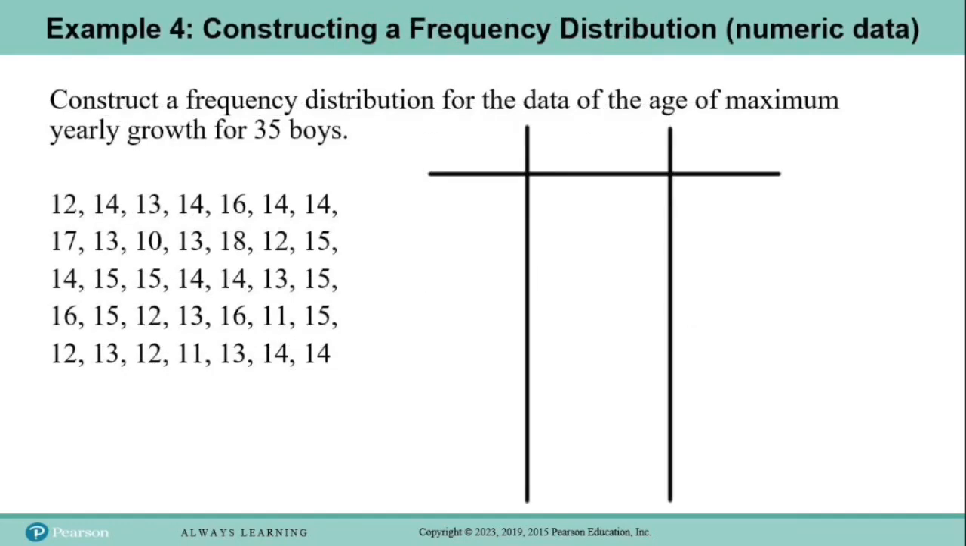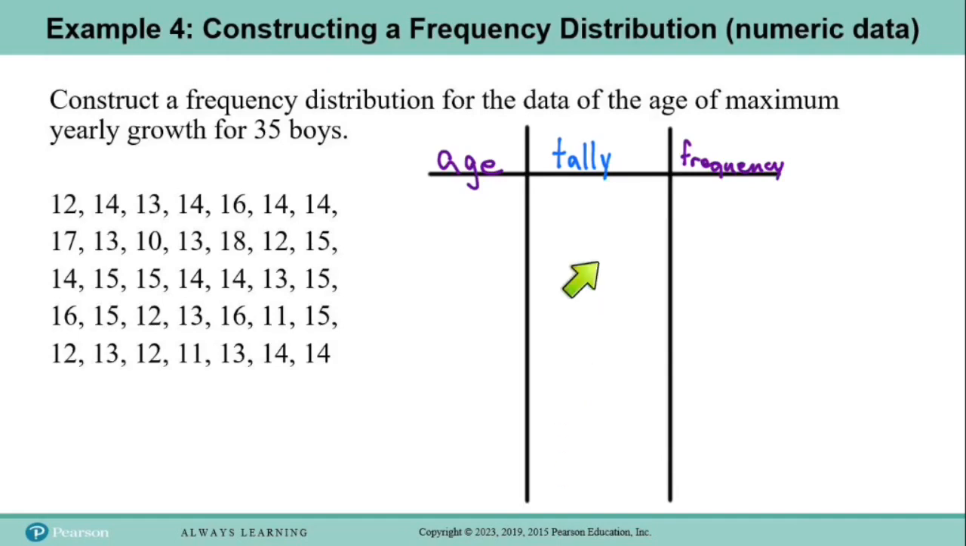So here is example 4, and we are going to make a frequency distribution for this data, and this data is the age of maximum yearly growth for 35 different boys. So these 35 boys are a sample, and these numbers are the age at which they had the most growth. So since these represent ages, we're going to label this left column age, and this rightmost column is going to be the frequency. Now the column in the middle, I'm going to label tally.